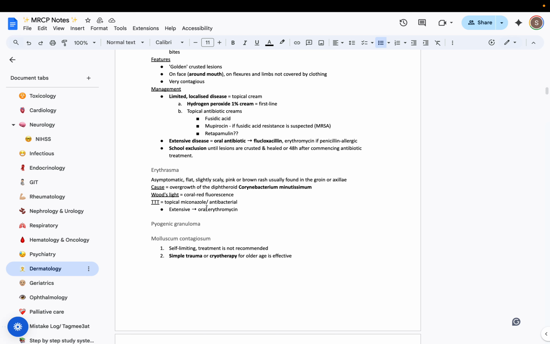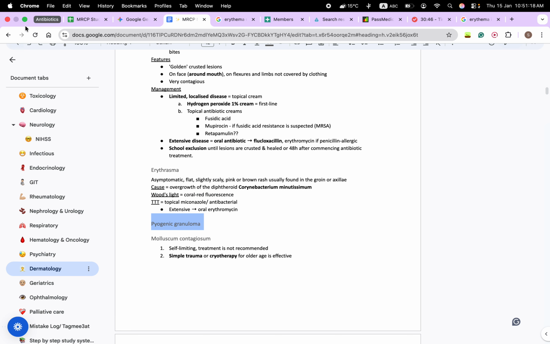The Woods Light thing is nice because it would be nice to compile them actually. Maybe I can do a very quick derma compilation, even though I don't have a lot of time. I don't know if I want to do this. Okay, never mind. There's no time to do it.